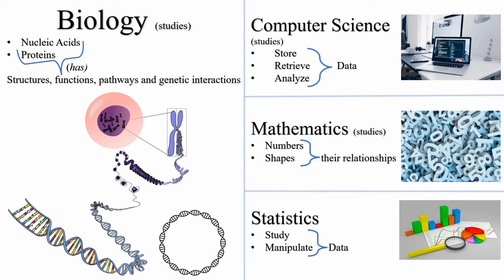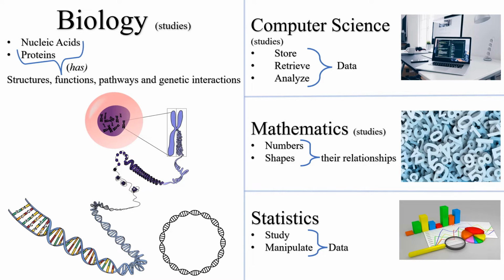To understand bioinformatics properly, we must know some basic points about a few subjects. At first, biology. In biology, we study various things such as nucleic acids, for example deoxyribonucleic acid, ribonucleic acid, and various types of proteins. Here we study their structures and their functions. In biology, we also study various pathways and genetic interactions which are occurring in the cell.